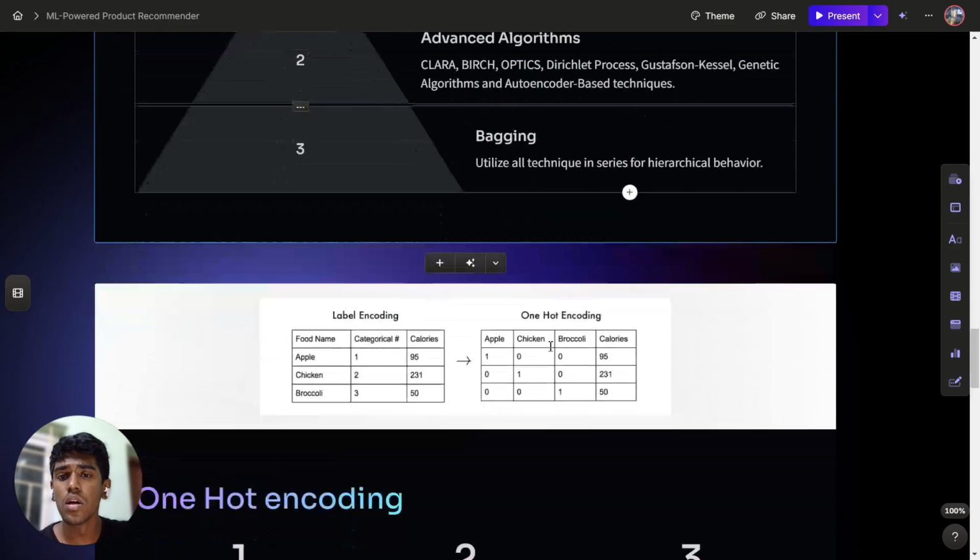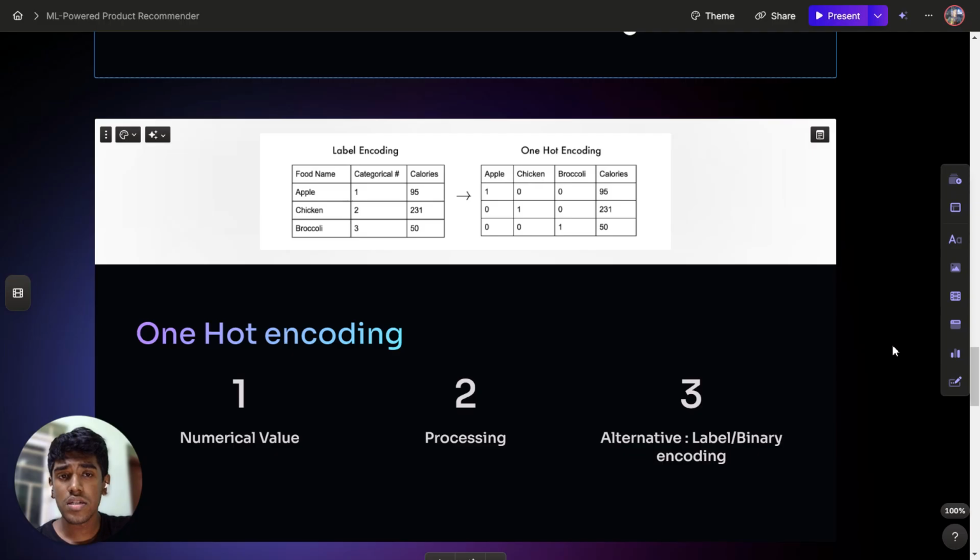Going on, while we have lots and lots of attributes in our data set, we have to use all of them for our clustering. So I can assign all of them some sort of value so that we can use them inside our models as well as in our clustering. To do that, I'm using one-hot encoding. As you can see from this example, this is the label encoding, and this is being converted into a one-hot encoding. This makes it a numerical value and easier to process as well.